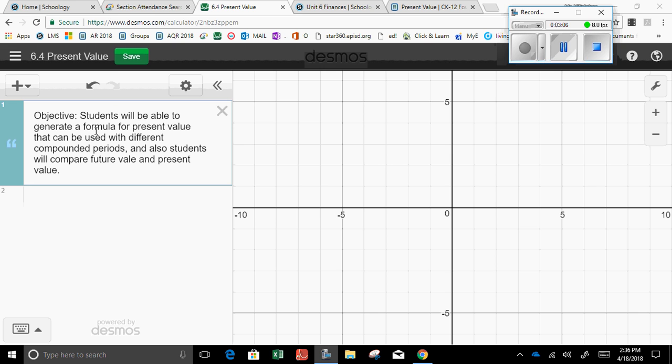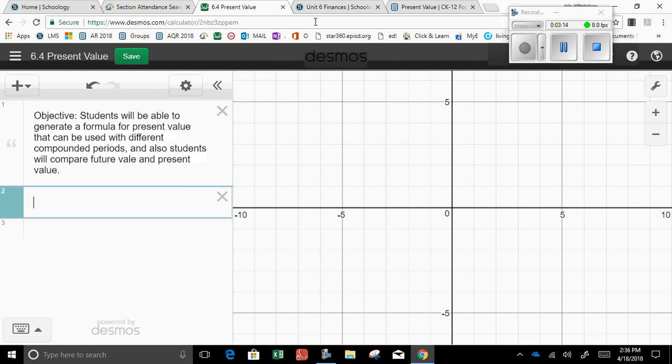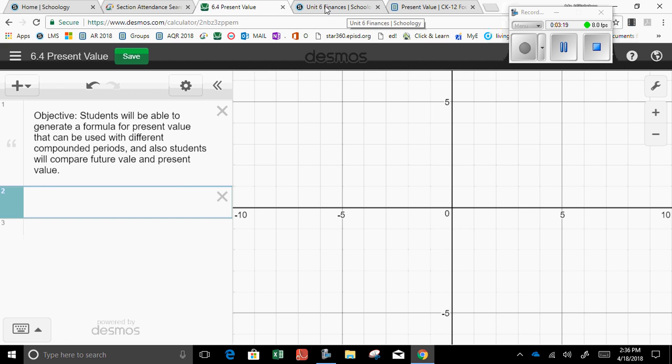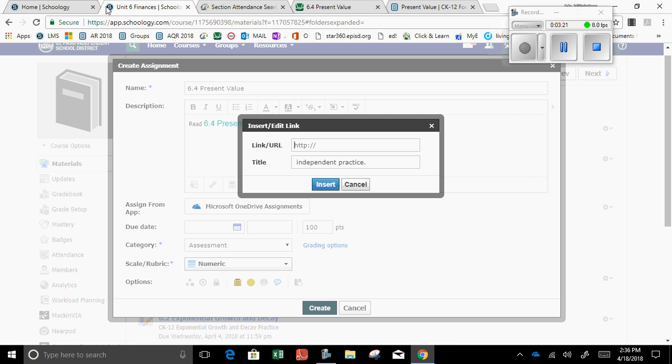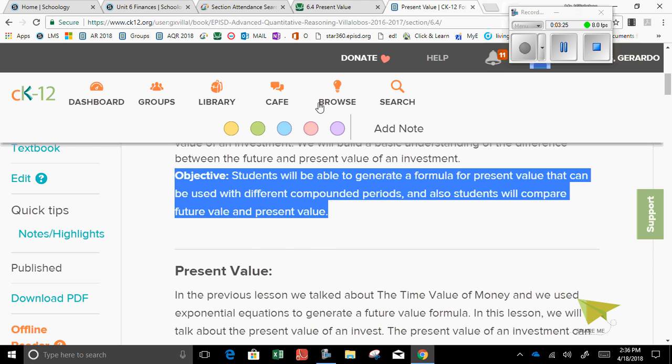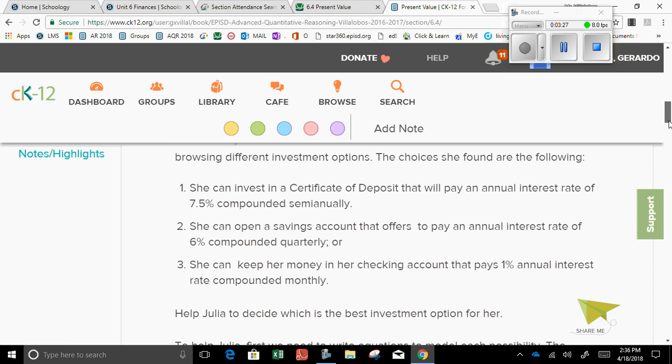So, students will be able to generate a formula for present value that can be used with different compound periods. Also, students will compare future value and present value. So we're comparing. And I'm going to go over here to the unit and read this.